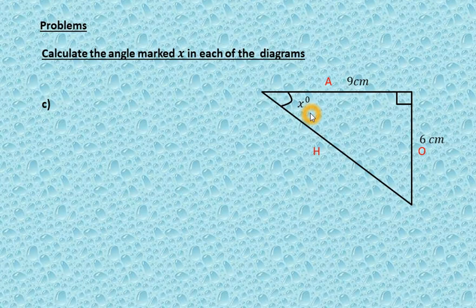Here we are given the opposite side and adjacent side, so in that case which trigonometric ratio can we use? That is tan. We know tan theta is equal to opposite side by adjacent side, so tan x is equal to 6 by 9. Then x is equal to tan inverse 6 by 9.